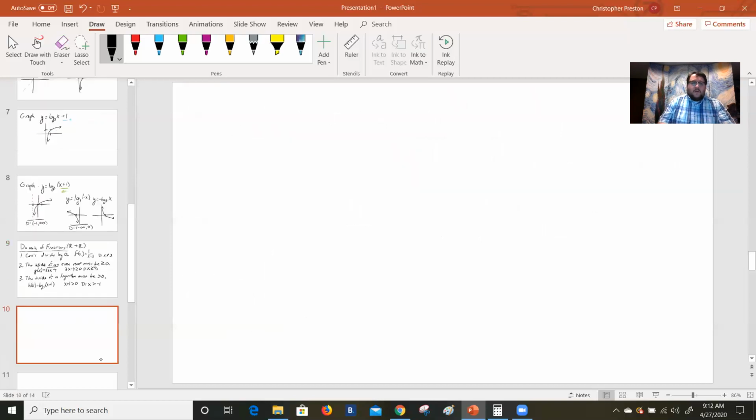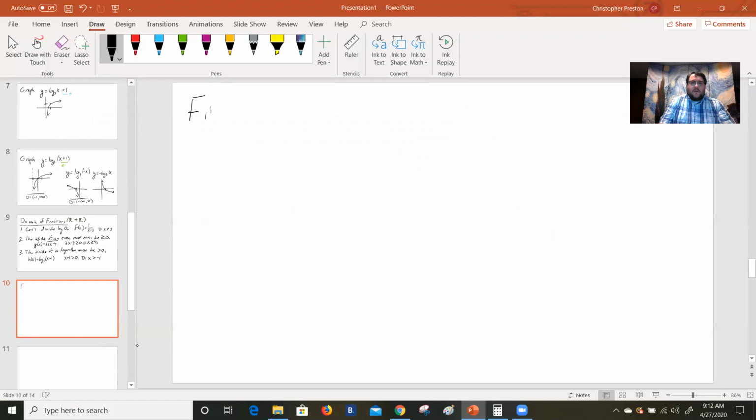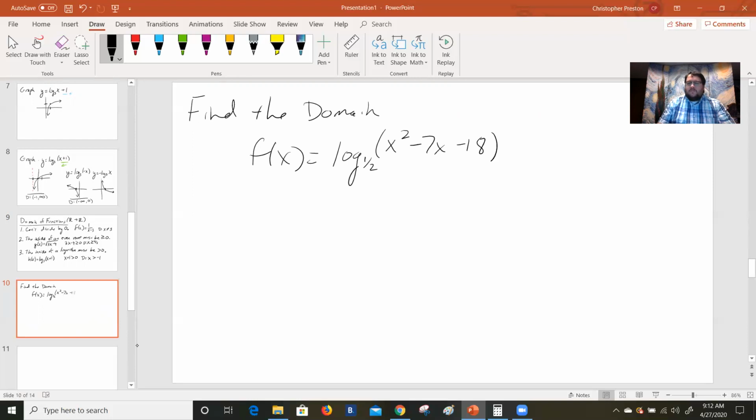And just like before, you can have more complicated find-the-domain problems. Something like f of x equals log base 1/2. It doesn't matter about the base number for this particular thing, because that doesn't affect the domain, it just affects whether it's going up or down. But let's say we had x squared minus 7x minus 18. What I would do, if I was looking for the domain, is take that inside part and say it has to be greater than 0, and then I'd work it out.